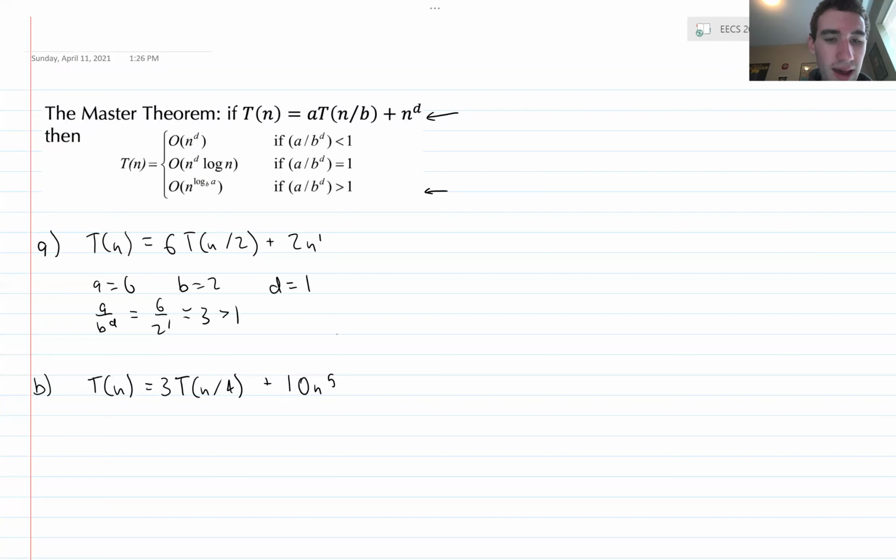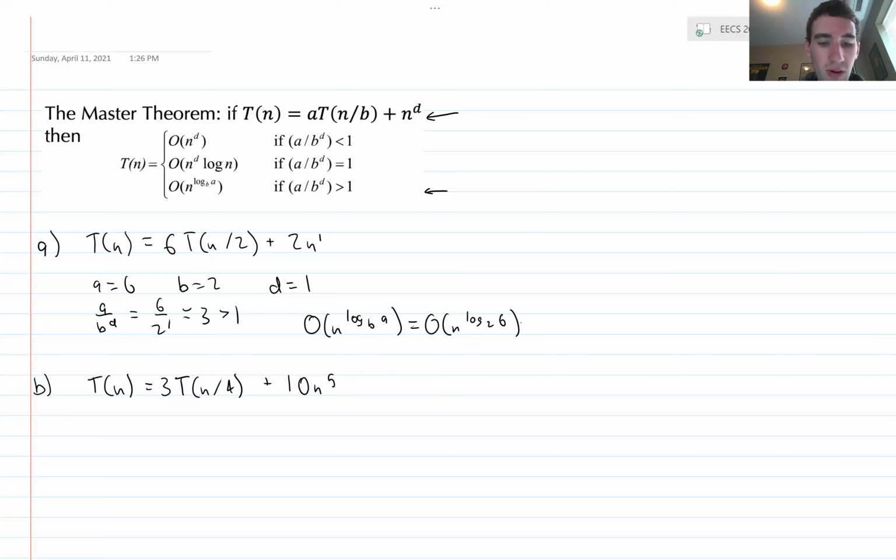So we can see that when we're in this last case, our complexity is O(n to the log base b of a), and then plugging in b and a, we can see that that's O(n to the log base 2 of 6).